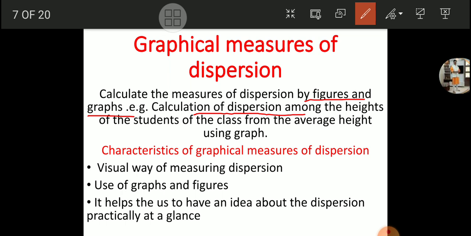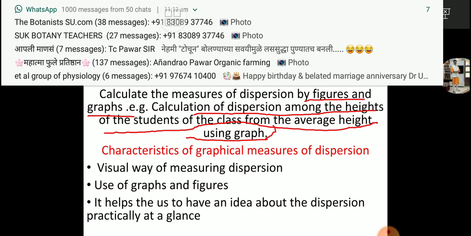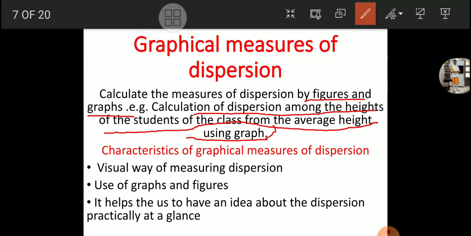For example, calculating the dispersion among the heights of the students of the class from the average height using a graph. So graphical methods can be used for measuring dispersion. What could be the characteristics of this one? It is a visual way of measuring dispersion, using graphs and figures. It helps us to have an idea about dispersion practically at a glance.